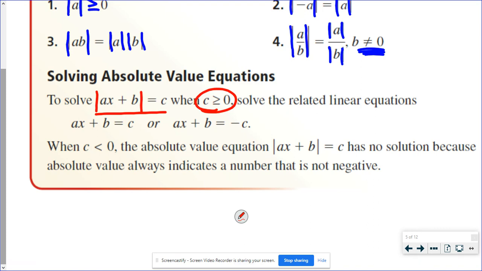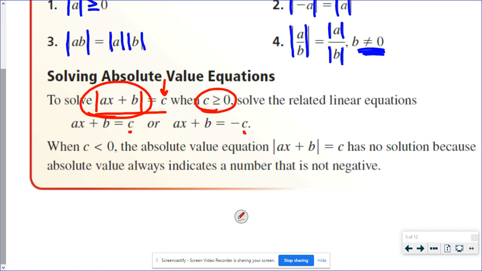So I would say this stuff that's on the inside could be equal to just a regular C, or that stuff on the inside of the absolute value could be equal to a -C, because if I would take the absolute value of it, it would still give me this positive that I have right there.